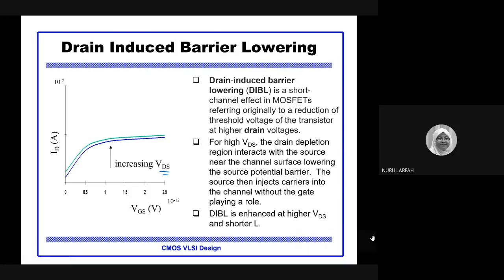So due to that VDS, as we keep on increasing this, the drain current will be high. So for high VDS, the drain depletion region interacts with the source near the channel surface, lowering the source potential barrier. And the source then injects carriers into the channel without the gate playing a role. So DIBL is enhanced at higher VDS and shorter length. This one I think relates to the VDS divided by length, the electric field, right?